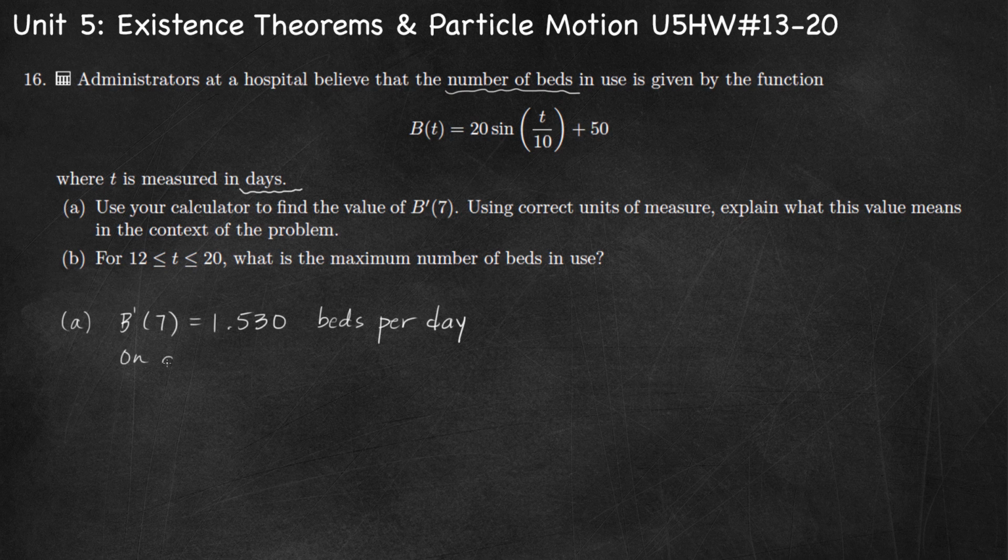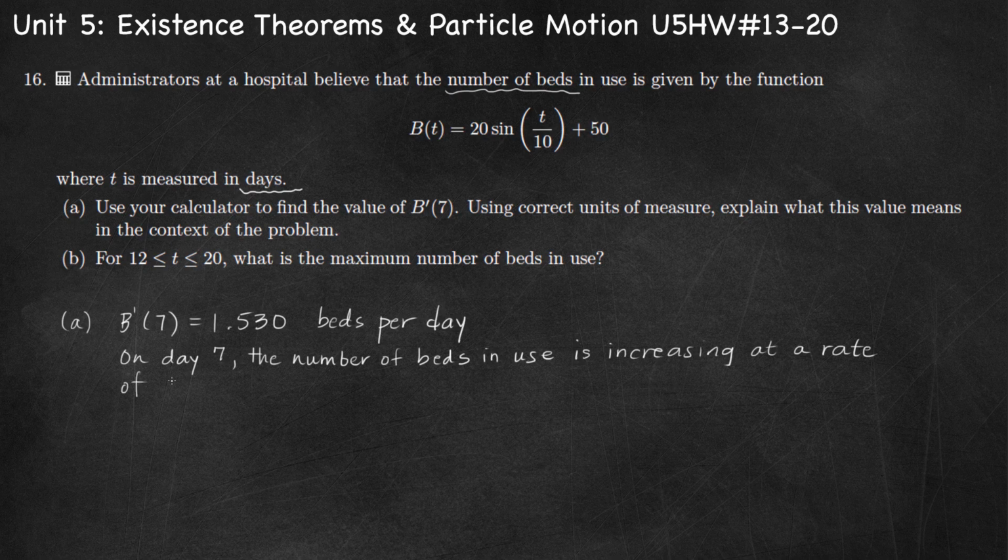Okay, on day 7, or if it's really unclear, we could just say at t equals 7. But on day 7, the number of beds in use is increasing at a rate of about 1.53 beds per day.